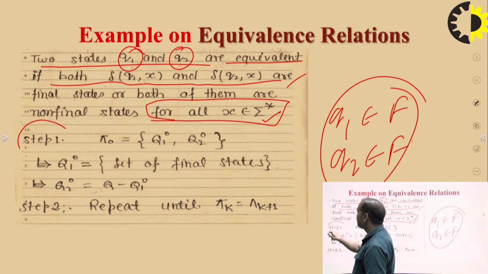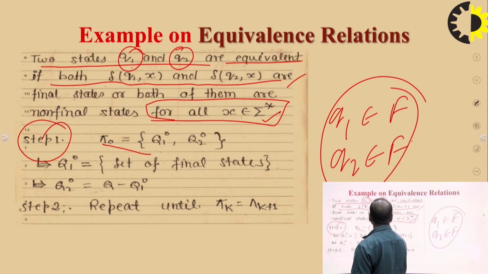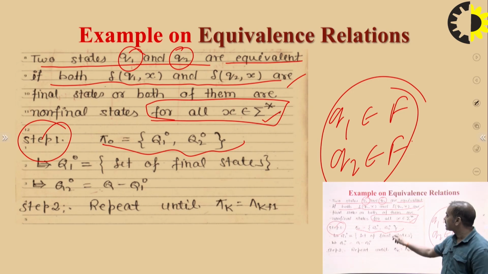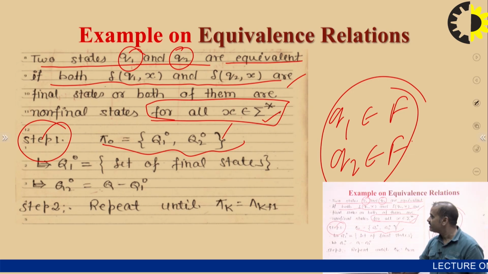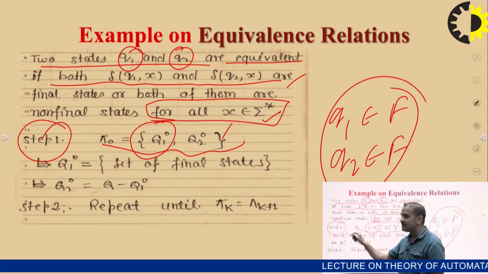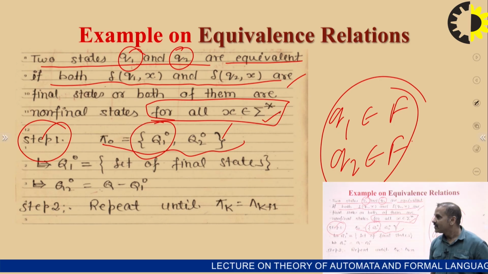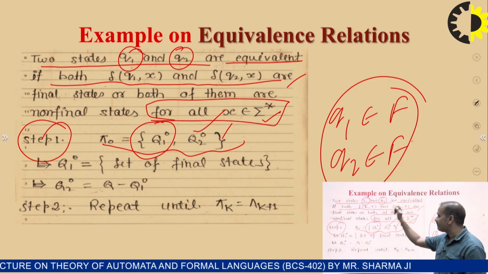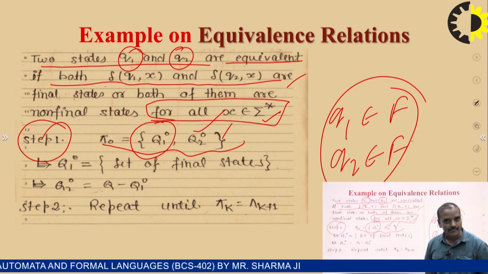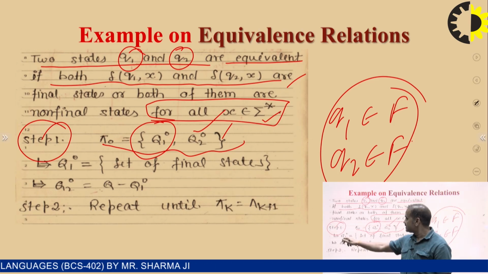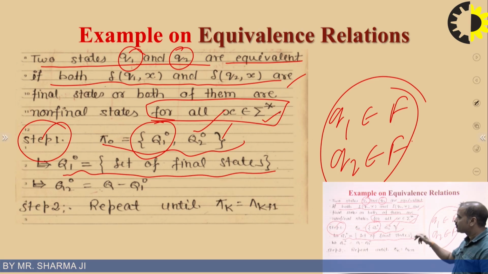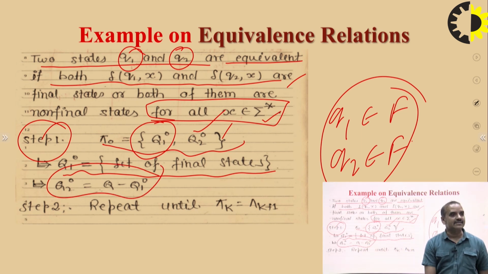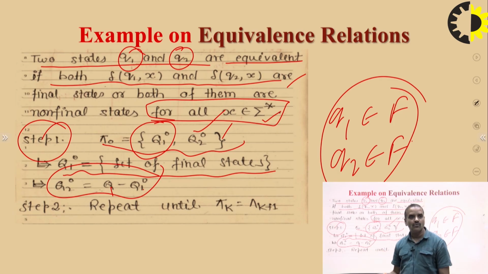Step 1, we write pi 0 equal to Q1^0, Q2^0. Here we classify final and non-final states into two classes. Q1 contains the set of final states and Q2 contains the set of non-final states. Now, the second one is, Q1 is the set of final states and Q2 is the set of non-final states. Here we have to write Q minus Q1.